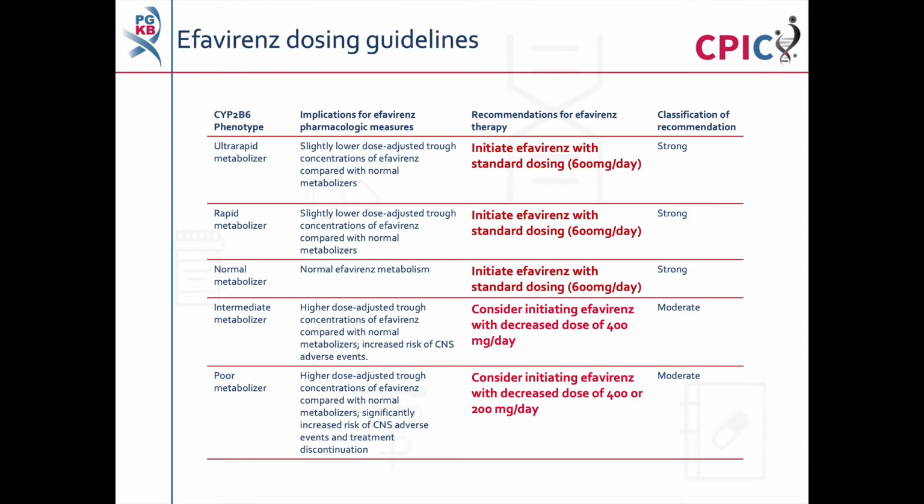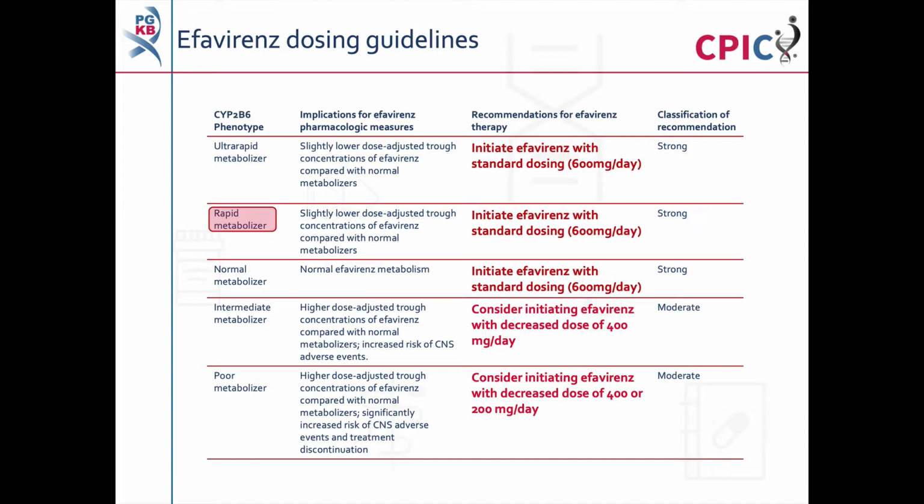These are the CPIC dosing recommendations for efavirenz. These recommendations are applicable to adults or pediatric patients weighing more than 40 kilograms. Patients with the CYP2B6 ultra-rapid metabolizer phenotype will have slightly decreased dose-adjusted trough concentrations of efavirenz compared to normal metabolizers. These patients can initiate efavirenz therapy with standard dosing. This is a strong recommendation.